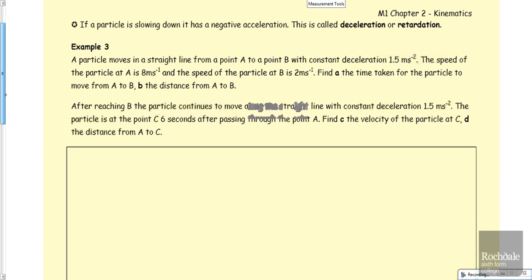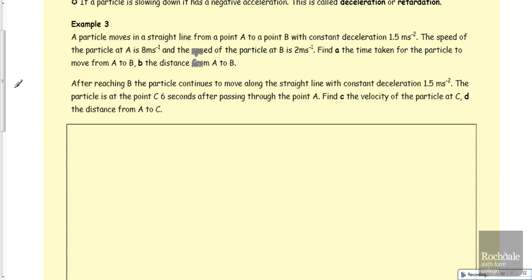So we're talking about a particle that moves in a straight line from a point A to a point B, and it's got a constant deceleration. So that means that it's slowing down. So the acceleration will be minus 1.5. So if it's slowing down, remember to put a negative. The speed of the particle at A is 8, so that's our starting velocity, initial velocity. The speed of the particle at B is 2. And we're asked to find the time it takes for the particle to move from A to B. So the thing that we want to find is t.